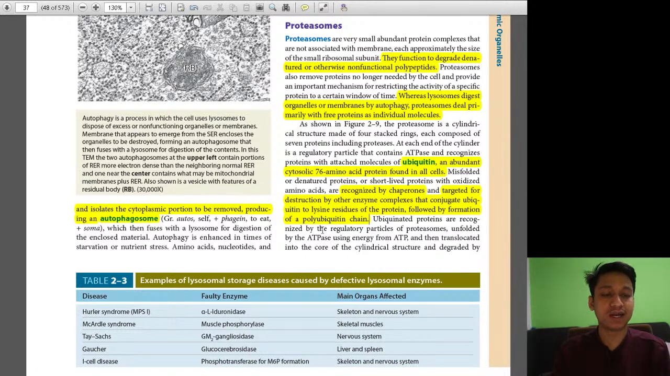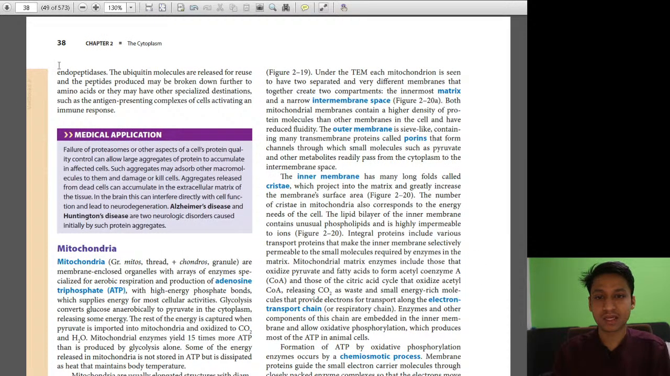Ubiquitinated proteins are recognized by the regulatory particles of the proteasome, unfolded by the ATPase using energy from ATP, and then translocated into the core of the cylindrical structure and degraded by endopeptidase. So endopeptidase is an enzyme that eventually degrades the protein. The ubiquitin molecules are released for reuse, and then the peptide.